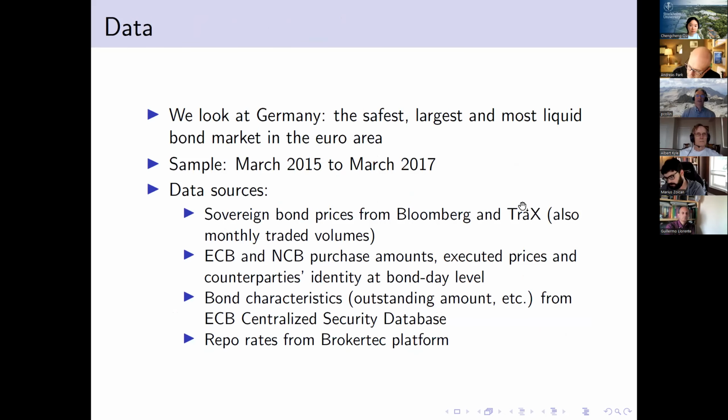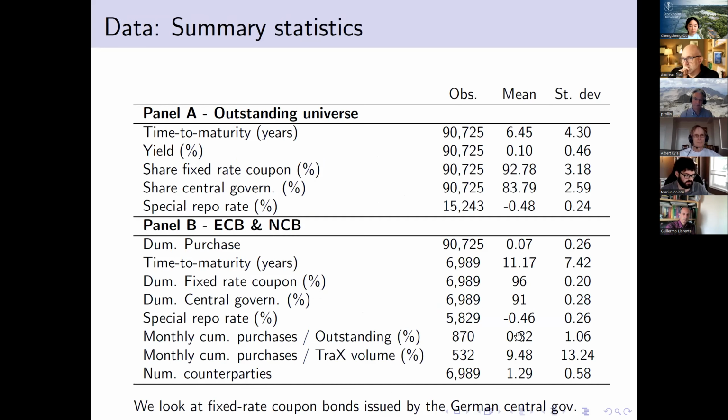Okay, so we focus on German data. We have the data from Bloomberg and Trax, which is a trading platform. What's interesting, we have the actual transactions by the ECB and the National Central Bank, the amount purchased, the executed price. We know the identities of the parties, and we also have some data on the quotes that they obtain. We know, of course, bond characteristics, and we have repo data.